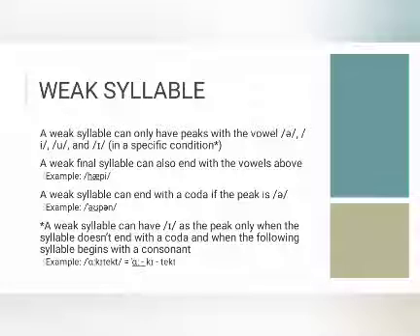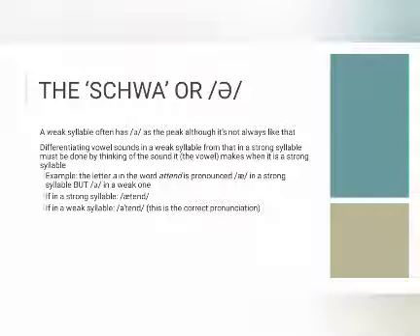A weak syllable can have e as the peak only when the syllable doesn't end with a coda and when the following syllable begins with a consonant. For example, the word architect. Next, the schwa. A weak syllable often has schwa as the peak, although it's not always like that. Differentiating a vowel sound in a weak syllable from that in a strong syllable must be done by thinking of the sound the vowel makes when it is in a strong syllable.